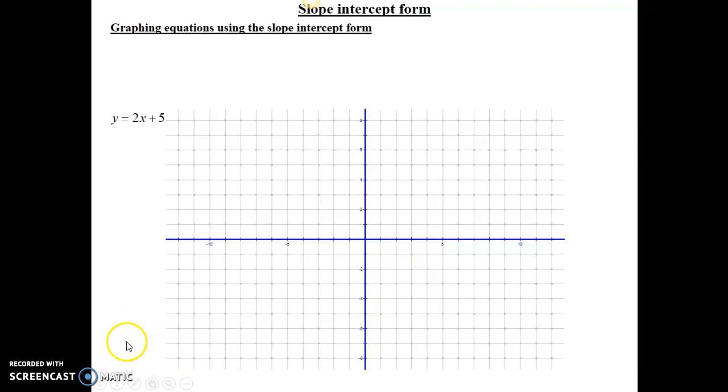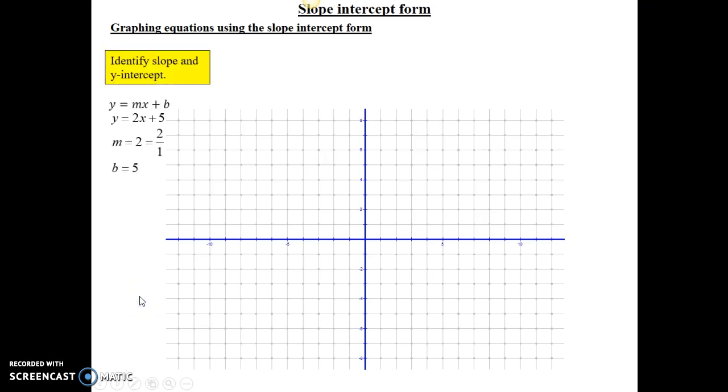In this video we're going to take a look at graphing equations using slope-intercept form. So if you remember from our previous lesson, we want to identify the slope and the y-intercept, plot the y-intercept, plot the slope, and then draw the line. The first thing we're going to do is identify the slope and y-intercept.